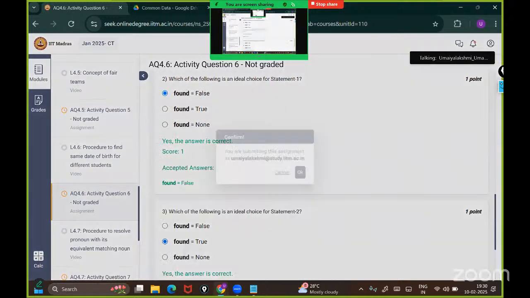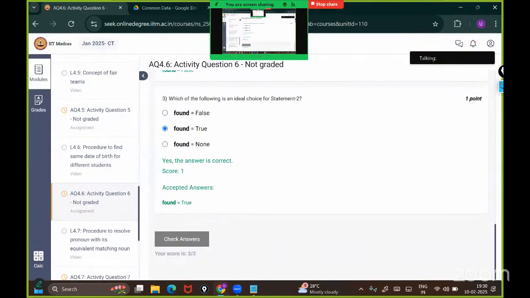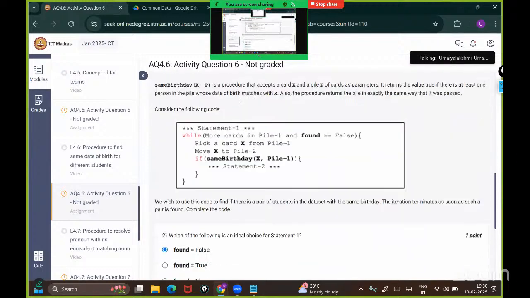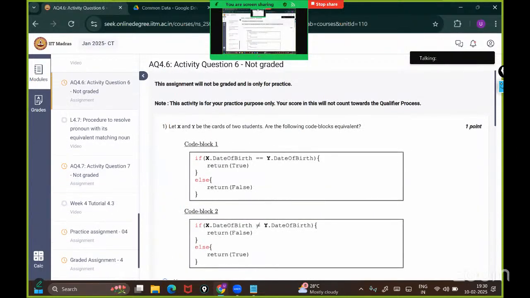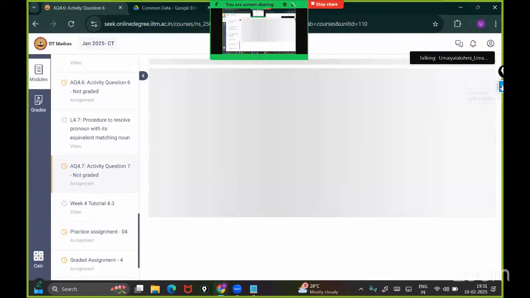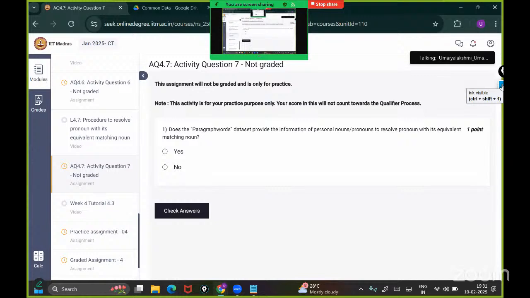Is this clear to everyone? Yes, ma'am. Okay. Now going ahead with 4.7. People, do you have any doubts so far before moving ahead with the next activity question?